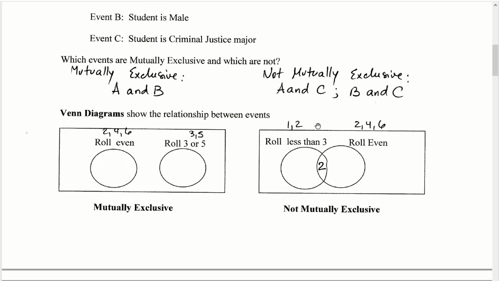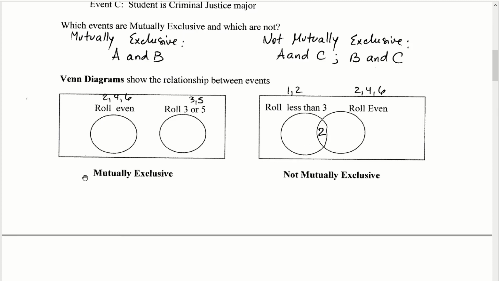Graphically, if we wanted to show a Venn diagram for what mutually exclusive sets would look like, because they cannot happen at the same time, there would be no intersection between the two sets. They would be entirely disjoint. Whereas if you have two events or two sets that are not mutually exclusive, then they would have some intersection that contains common elements.